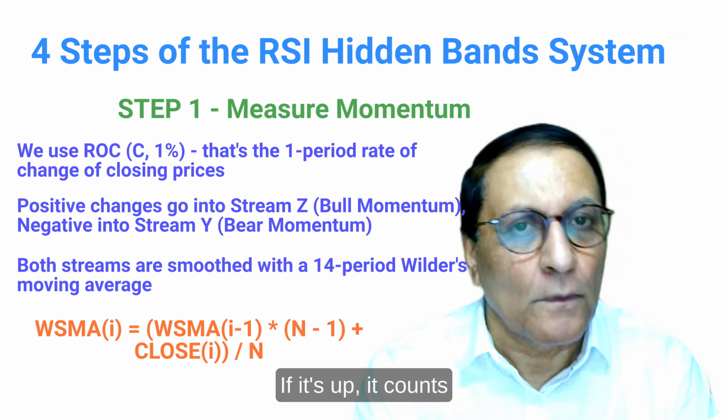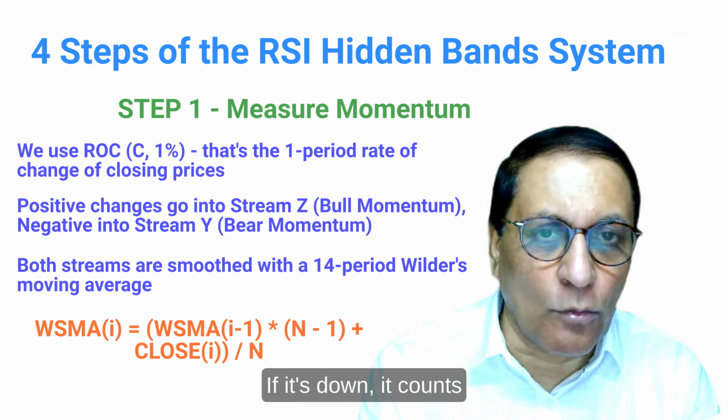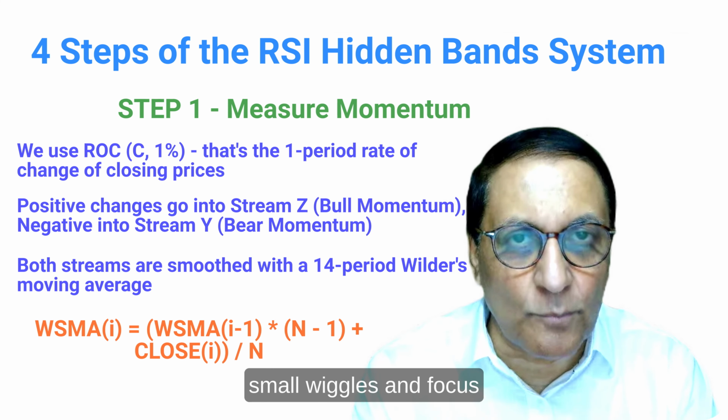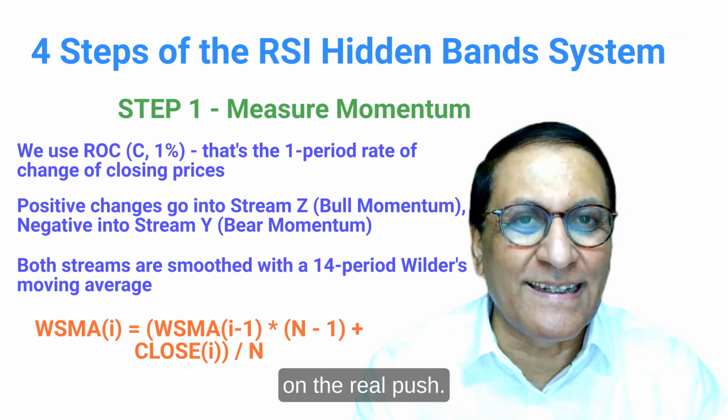If it's up, it counts for the bulls. If it's down, it counts for the bears. Then we smooth it out to ignore small wiggles and focus on the real push.